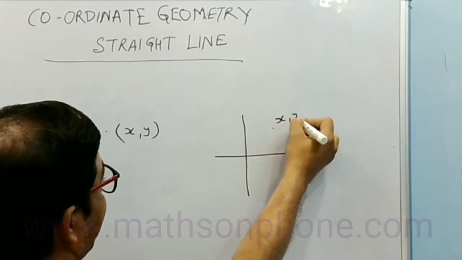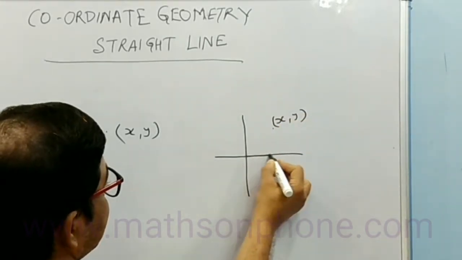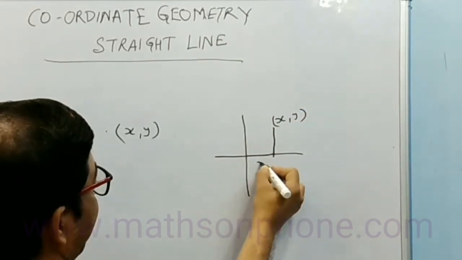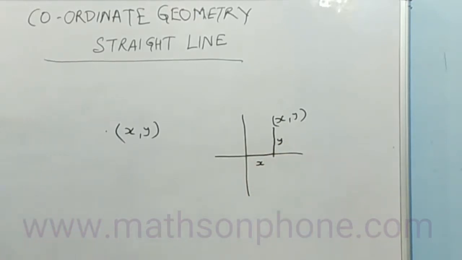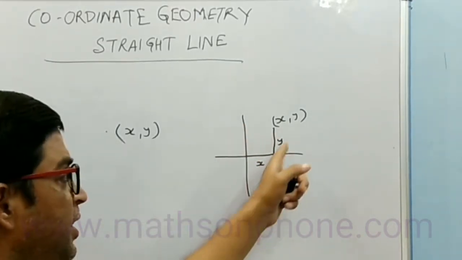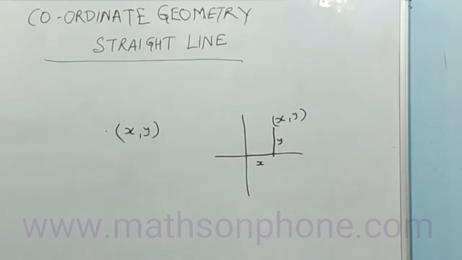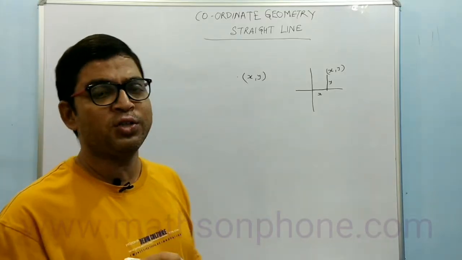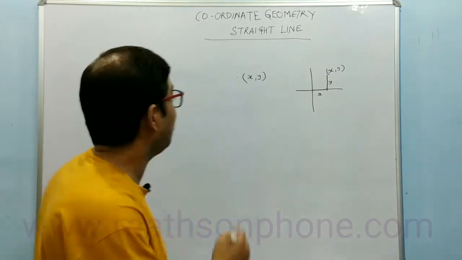If we plot x comma y like this, this is x, this is y. If it is a comma b, this is a, this is b. This is simple plotting of a point. Distance between two points we already know by distance formula.